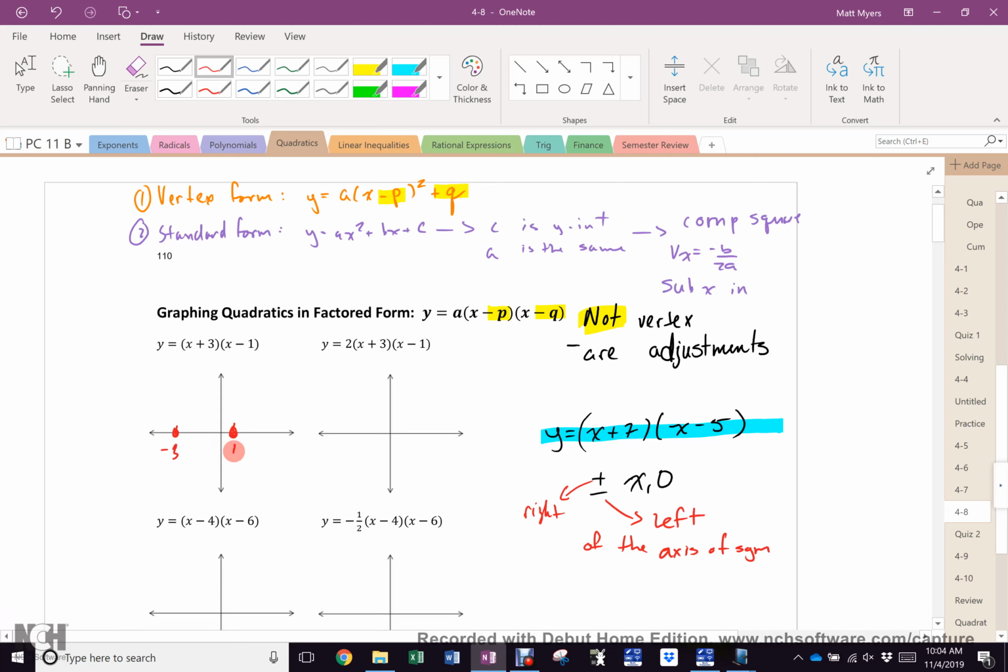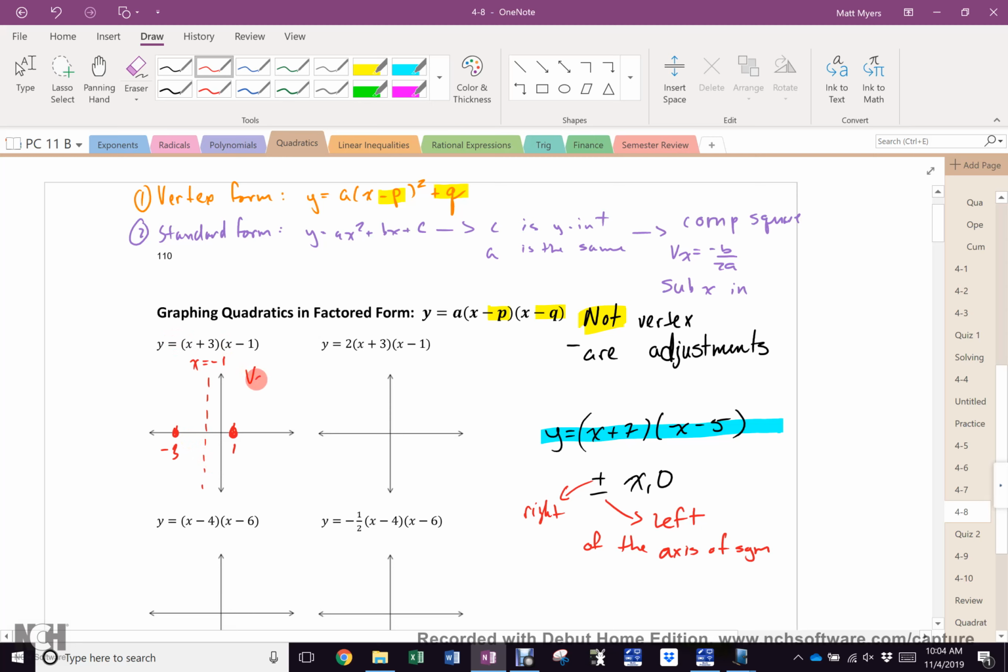So what is -3 plus 1? What is -2 divided by 2? -1. So our axis of symmetry, x equals -1. Now, is it -1? Let's check. How far is -1 to the right of -3? 2. How far is -1 to the left of +1? 2. So is it right in the middle? Yes. Is there any A value there? No. So we have to find the vertex Y here, don't we?